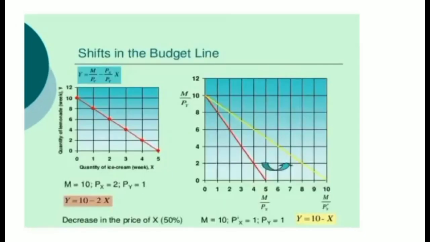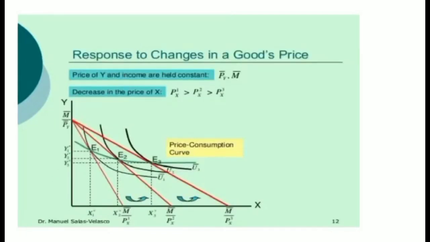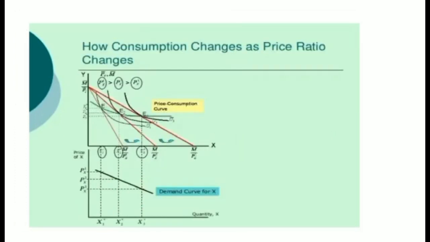So this is the example of the graph of the budget line. Respond to changes in goods price. How consumption changes as the price ratio changes.